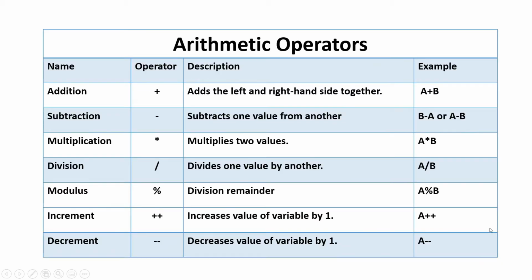The arithmetic operators are addition, subtraction, multiplication, division, modulus, increment, and decrement. Starting from addition all the way to modulus, we call them the binary arithmetic operators because to perform their task, they need two operands like A and B. Increment and decrement we call unary arithmetic operators because we only need a single operand.